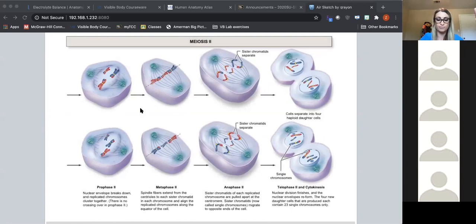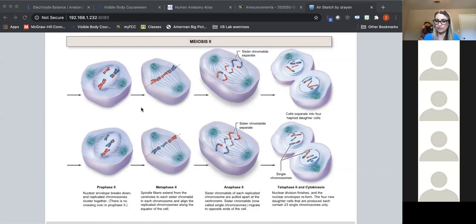We don't have tetrads in prophase 1 like we did in meiosis 1. You just see the chromosomes reappear. Then in metaphase 2, these chromosomes are going to line up along the middle of the cell. This is going to create a single line or single layer of chromosomes. And then in anaphase 2, we're going to see those sister chromatids being pulled apart.